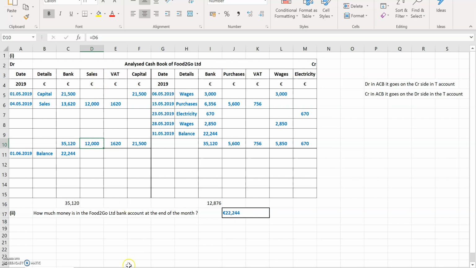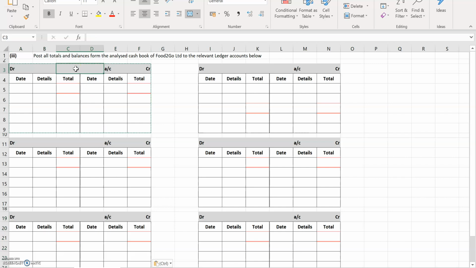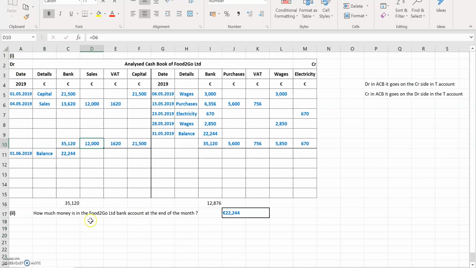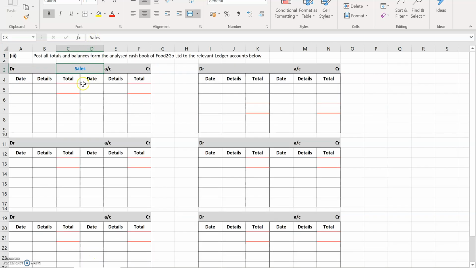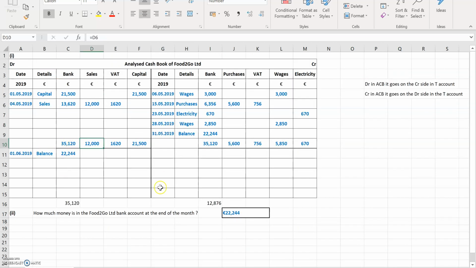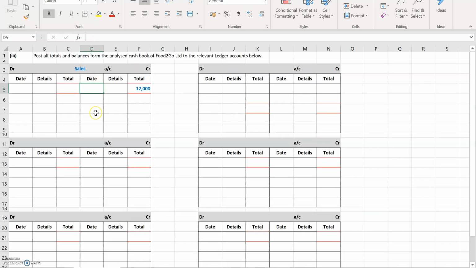So the first one we have is the sales. So that's going to go into our sales account. In here, we're going to call it sales. Because it's on the debit side, it's going to go on the credit side of the T account. So it's going to be 12,000. The date for each one of these is at the end of the month. So it's going to be the 31st of the 5th, 19. The details is going to be where it's coming from. So it's coming from the analyzed cash book.